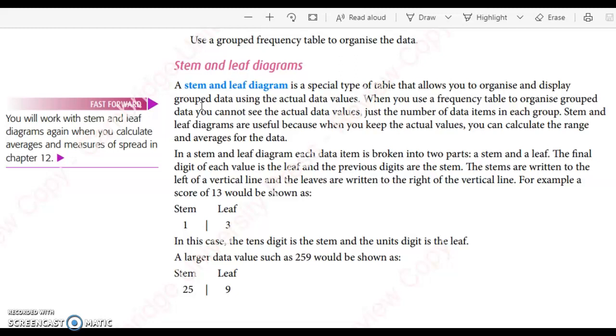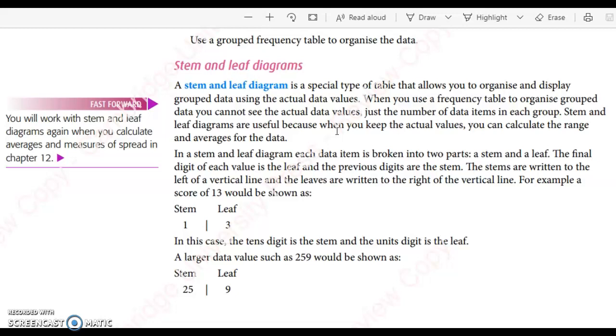For today, the learning objective is to know how to make stem and leaf diagrams, and then to make two-way tables in your daily life. The first one is about a stem and leaf diagram.